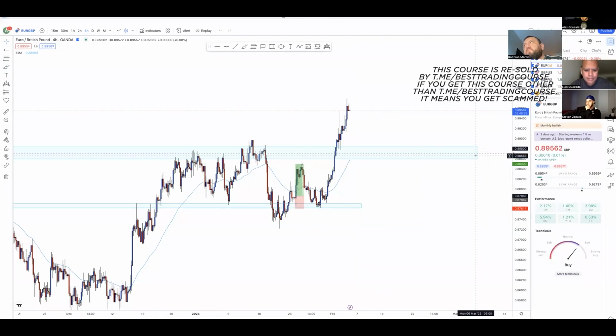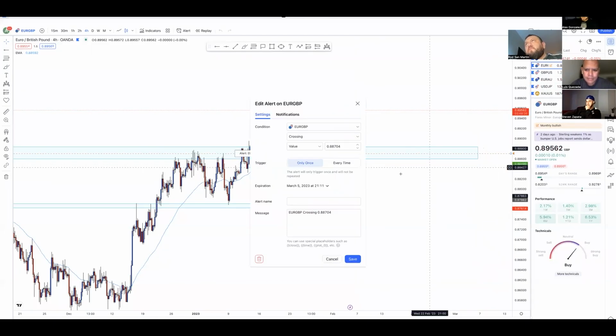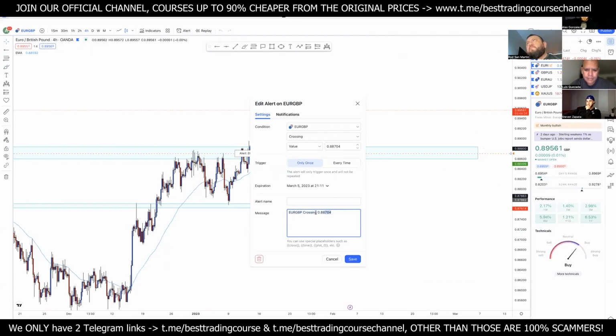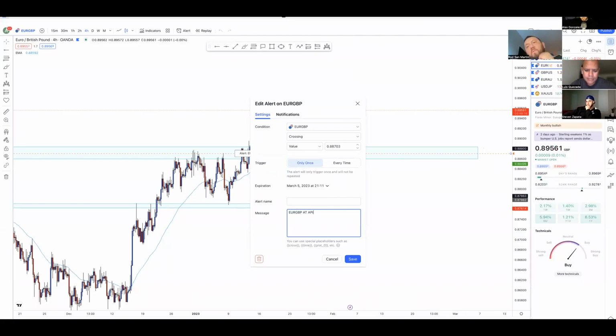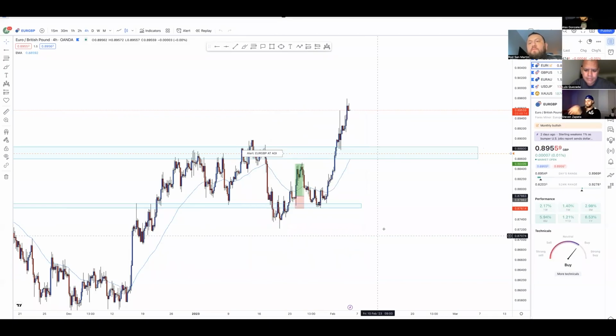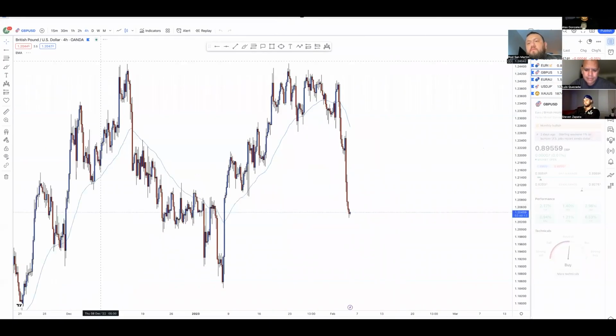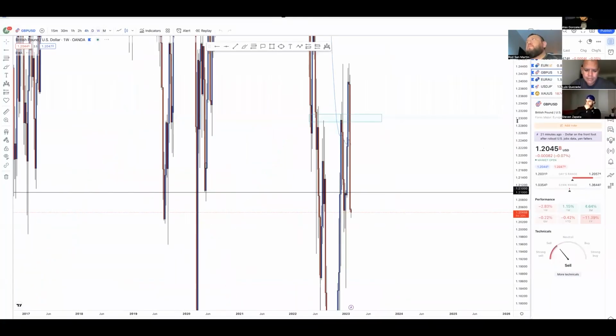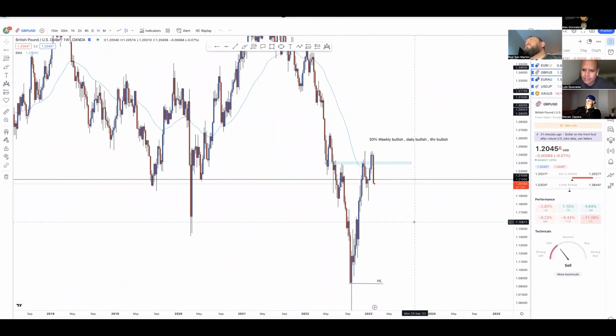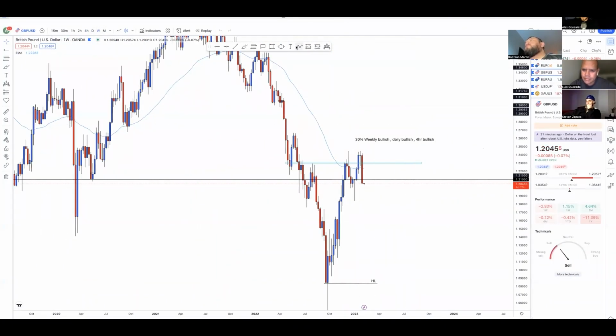So we're just going to put an alarm here in the middle of the zone. We'll put it at area of interest, right? This is that. GBP USD. Okay, yeah. So GBP USD last week, we were waiting for a retest of this area right here to go long.